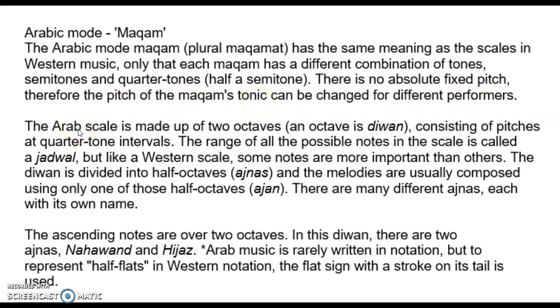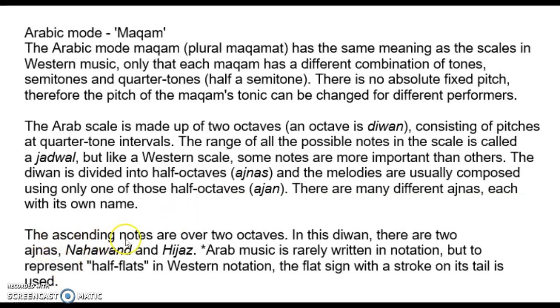And he also explains the Arab scale is made up of 2 octaves. That is the Yadval, and it's divided into 2 divans consisting of pitches of quarter tone intervals. The range of all the possible notes in those 2 octaves is called the Yadval. But like a Western scale, some notes are more important than others. In the Western scale, I know that my tonic, my subdominant, my dominant are quite important. The divan is divided into half octaves, anyas. And the melodies are usually composed using only one of these half octaves, the anya. There are many different anyas, each with its own name.